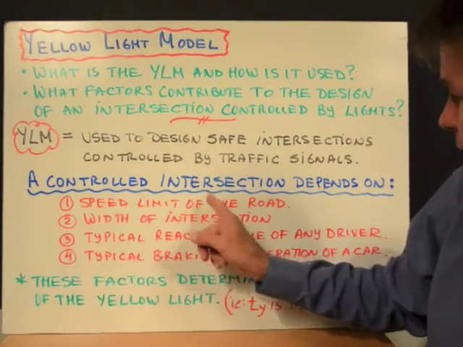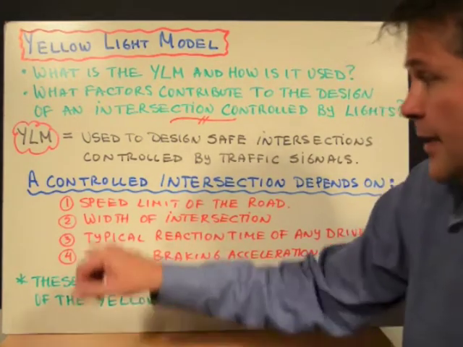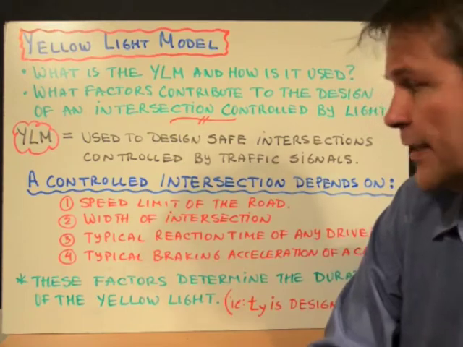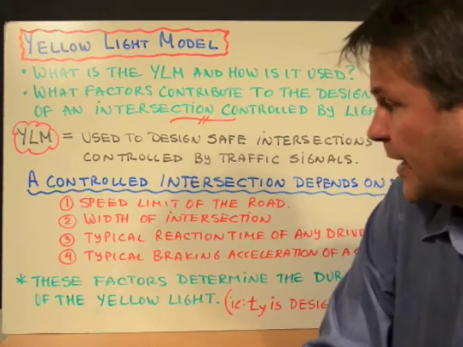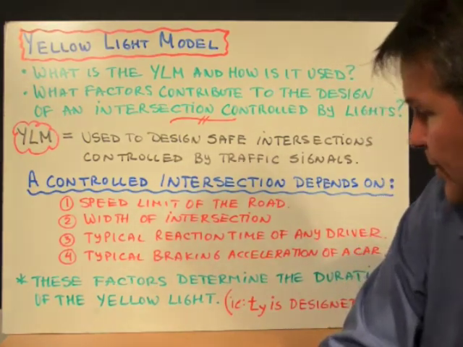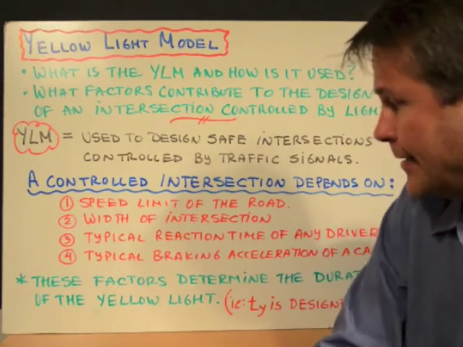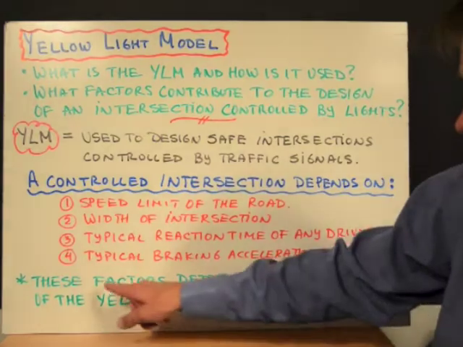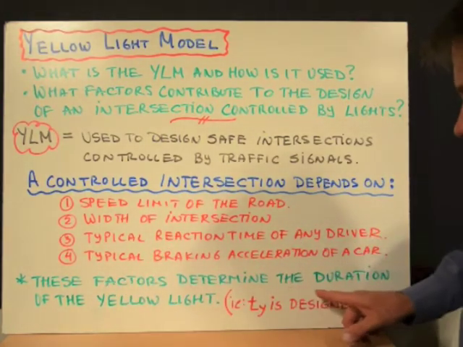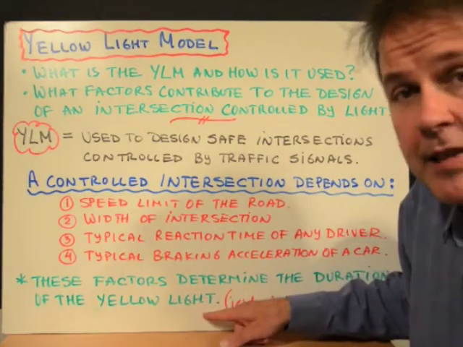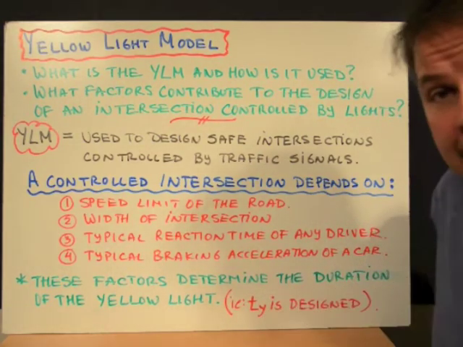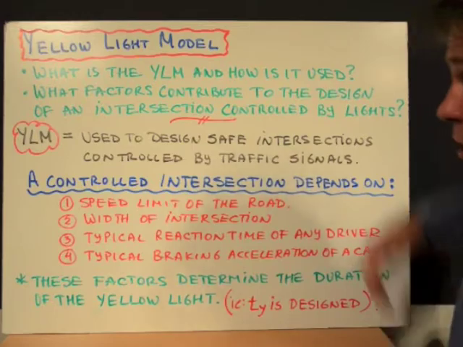A controlled intersection depends on four things. It depends on the speed limit of the road. It depends on the width of the intersection. It depends on the typical reaction time of any driver and the typical braking acceleration of a car. These four factors determine the duration of the yellow light of an intersection. So the time of the yellow light is actually designed. It's not haphazard.